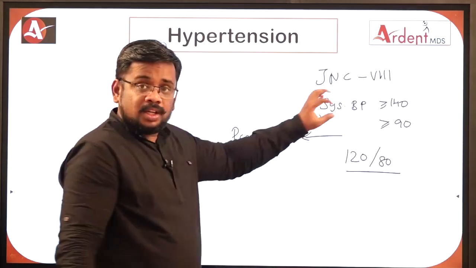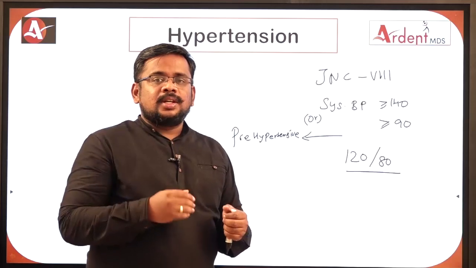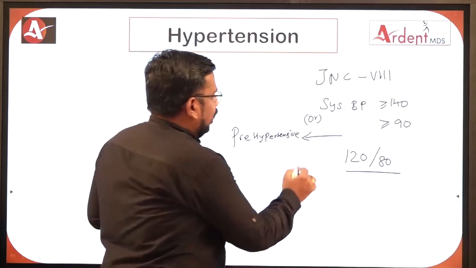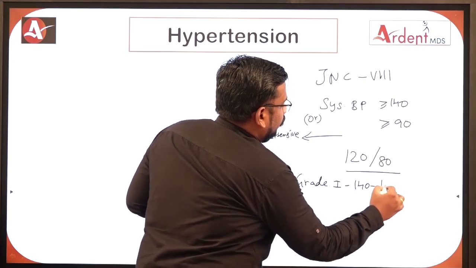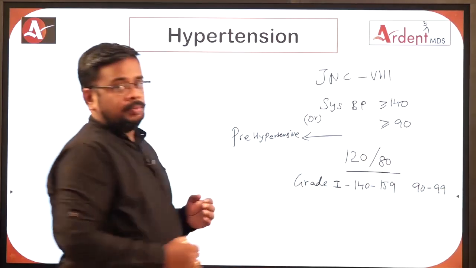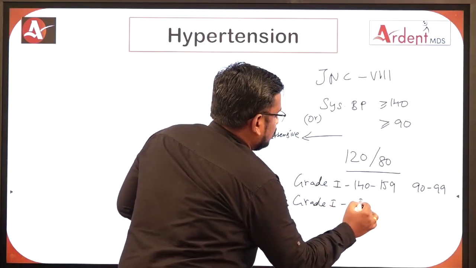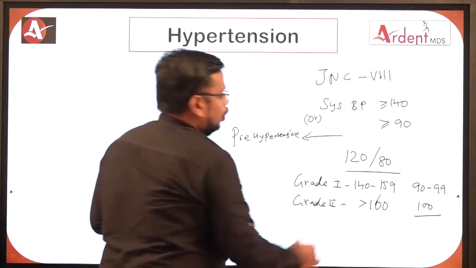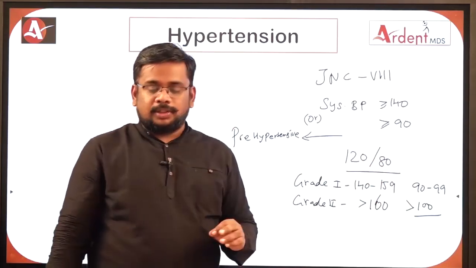Right. Again, hypertensive patients are graded into two: number one, grade 1 hypertension, and number two, grade 2 hypertension. Grade 1 hypertension is 140 to 159 of systolic BP, 90 to 99 of diastolic BP. Grade 2 is if the patient is having more than 160 of systolic BP or more than 100 of diastolic BP, they are considered grade 2 hypertension.